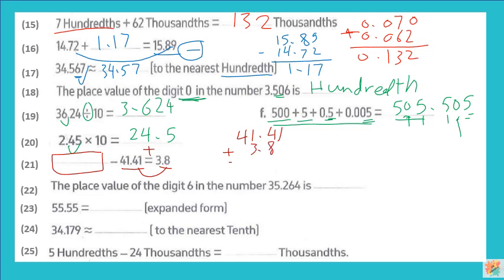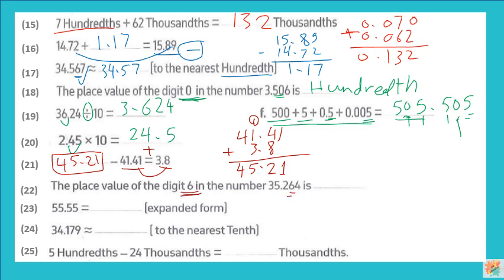3.8. It will be this one go down, okay, and the next 4 plus 8 is 12, so 2 carry up 1 decimal point, 2 plus 3 equals 5, and here it's a 4. So the answer here will be 45.21.